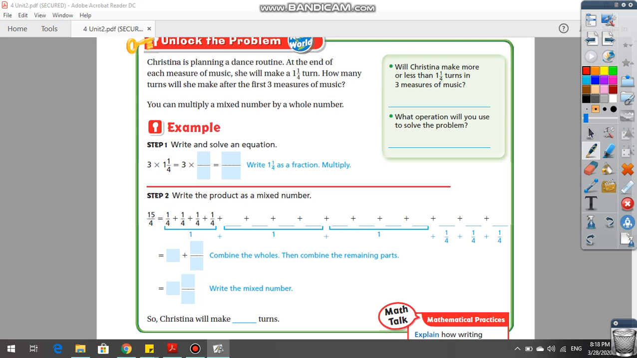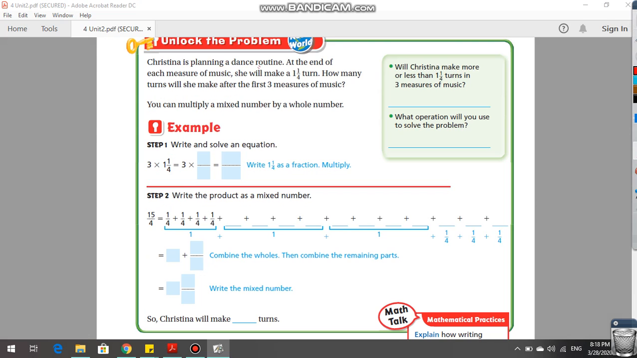Okay, guys. Christina is planning a dance routine. At the end of each measure of music, she will make a 1 1/4 turn. How many turns will she make after the first three measures of music? Okay, she will make 1 1/4 turn, and after three measures of music, she will make how many turns?